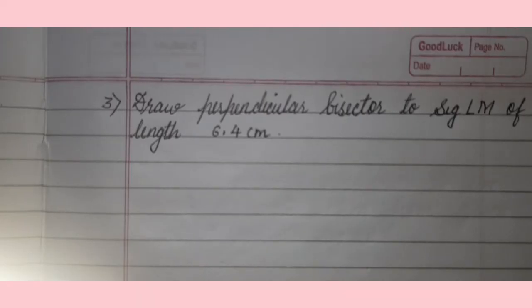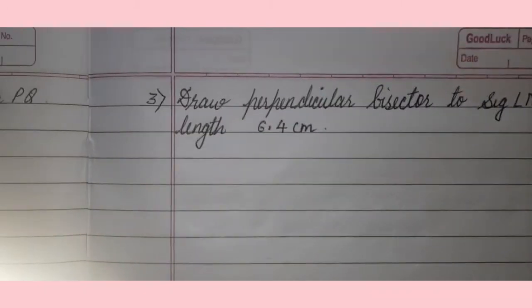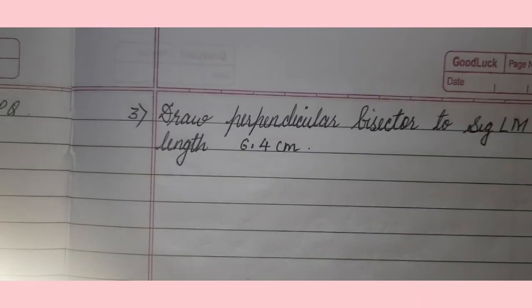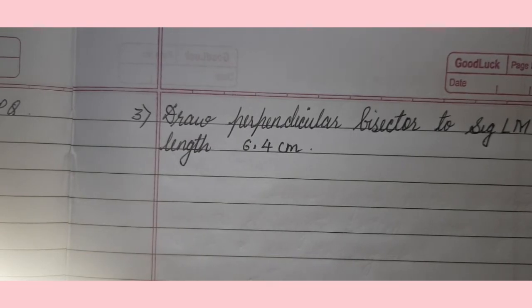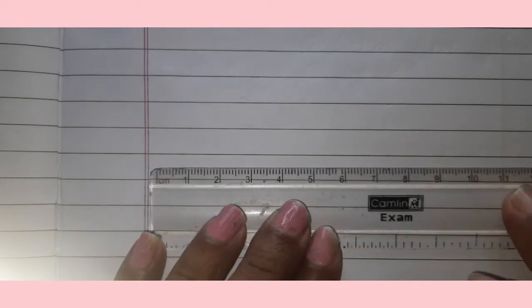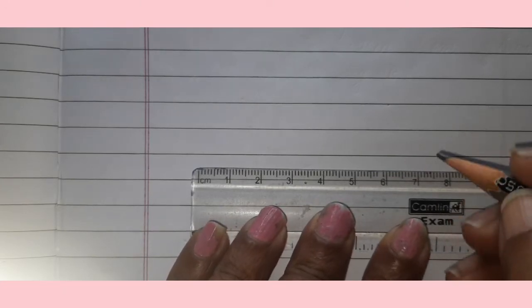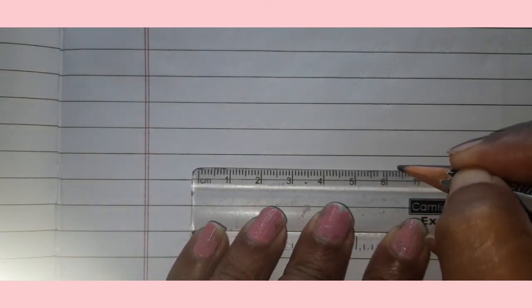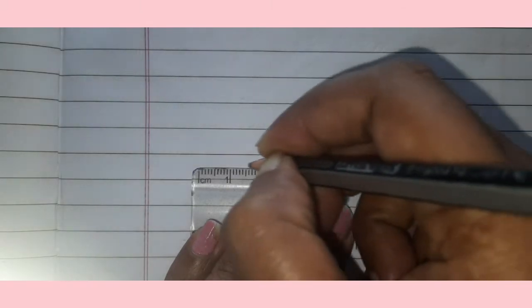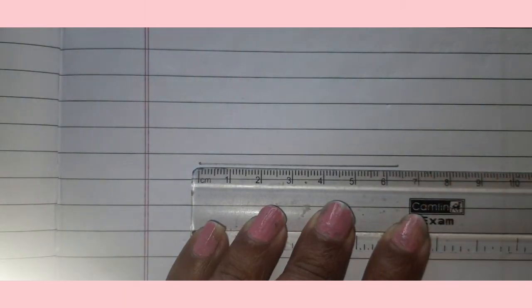Third basic construction. Draw the perpendicular bisector to the segment LM of length 6.4 centimeter. It means I have to draw the line segment of 6.4 centimeter, and to that I have to draw the perpendicular bisector. So the very first thing is to draw the line segment of 6.4 centimeter. So 6.4 means after 6, 4 lines. Yes, till here. So this is my line segment LM.